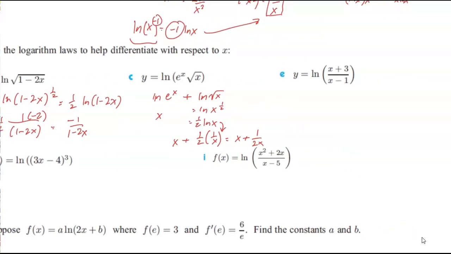Okay. Now I'm going to do the natural log of a quotient. I can simplify this first by breaking it into the natural log of the numerator minus the natural log of the denominator. That's a log rule. Then I can do the derivative of each one separately. So this would be 1 over x plus 3, and this would be minus 1 over x minus 1. Don't need to do the chain rule for each of these because it's just 1 times x here.